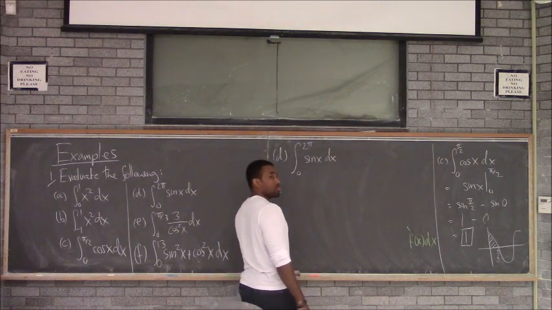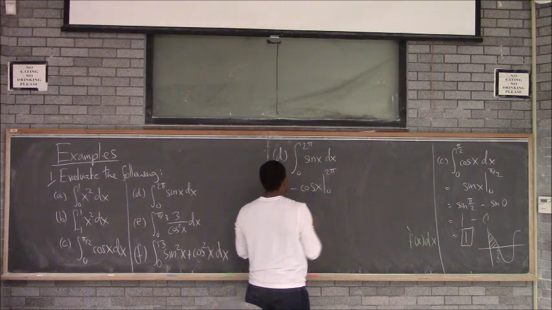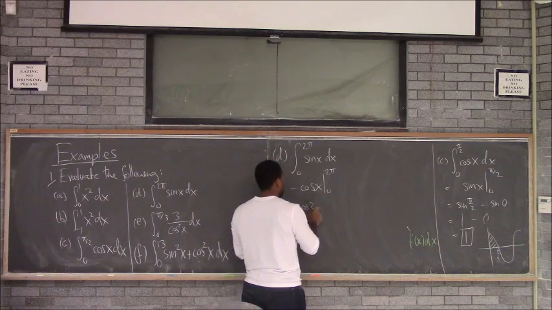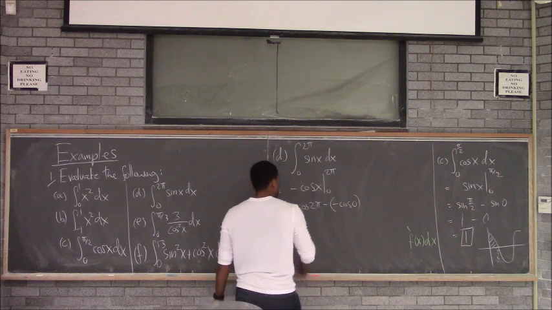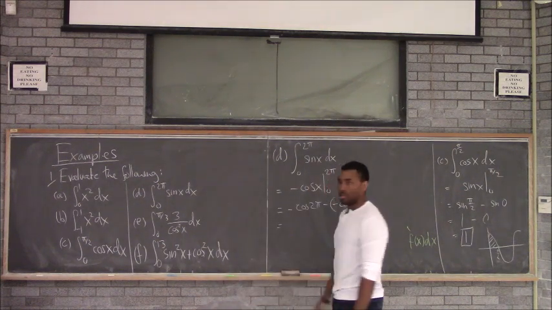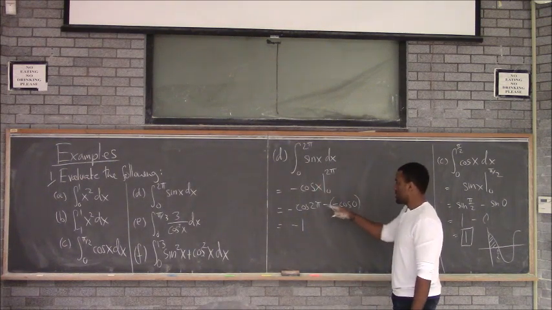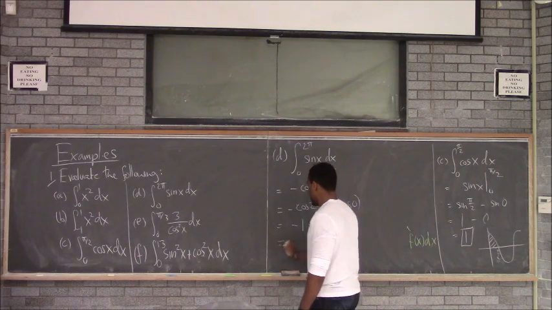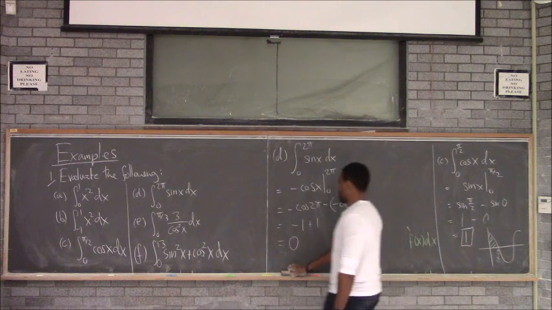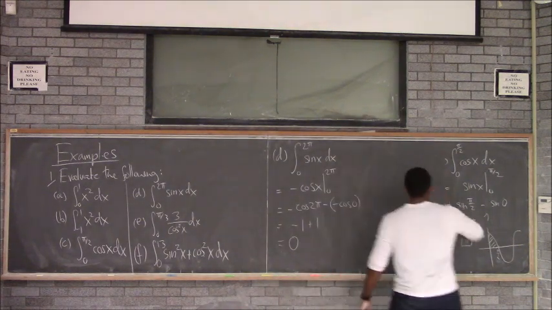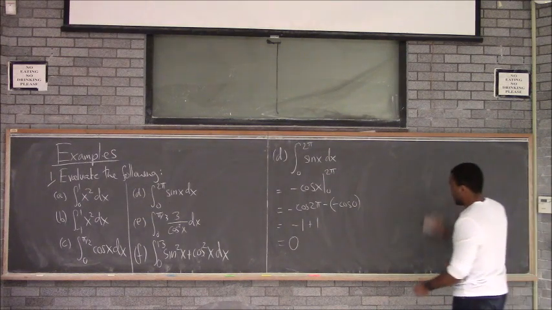Antiderivative of sine. Negative cosine. That's minus cosine of 2 pi minus cosine of 0. Cosine of 2 pi is 1, so that's minus 1. Cosine of 0 is also 1, so that's negative and negative 1, that's plus 1, and you get 0. And does that make sense? Well, it turns out it does, and this is something that I'll talk a little bit more about next time.